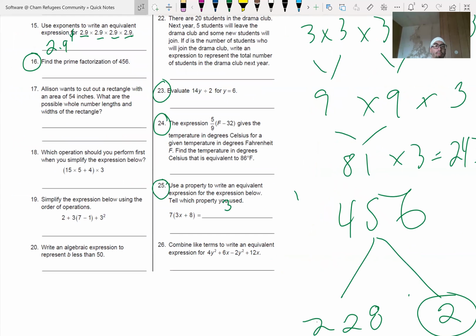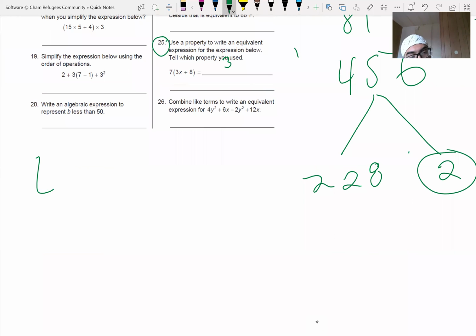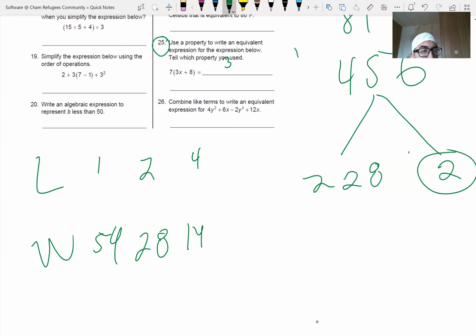We're going to continue on. So it says Allison wants to cut a rectangle with an area of 54. What are the possible whole number lengths and widths of the rectangle? So for length, I'm going to put L, and width, I'm going to put W. So I can definitely do 1 and 54. I can also do 2 and split this in half as 28. Can I use 3? I can't use 3, but I can use 4. I can use 4 and 14. Can I use 5? No. Can I use 6? I think I can use 6, right?